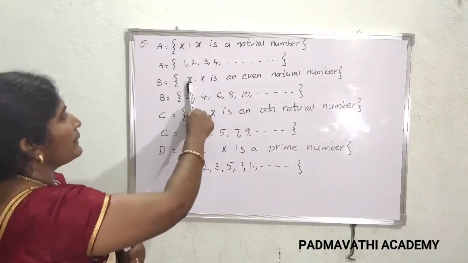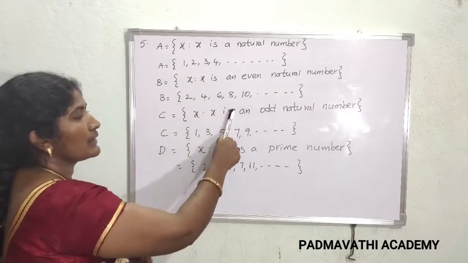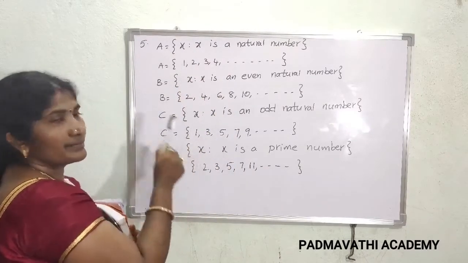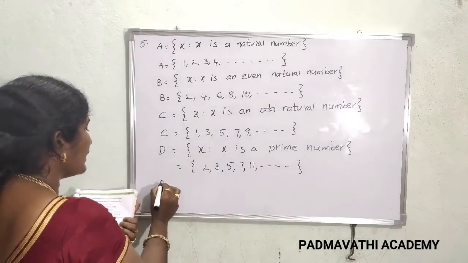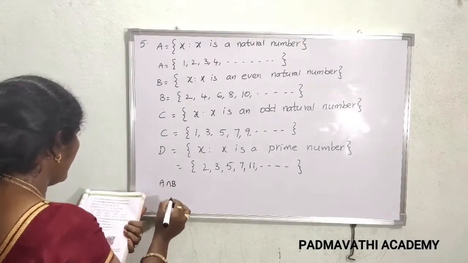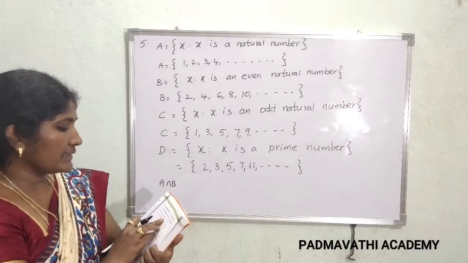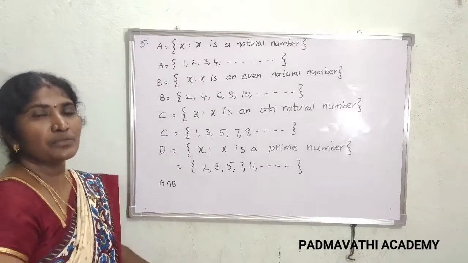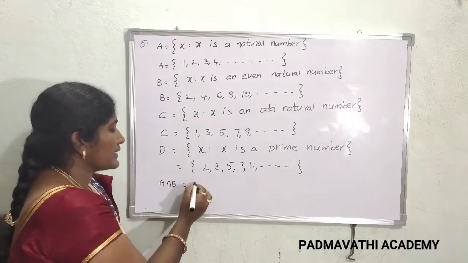So A, B, C, D. They gave set builder forms. We converted them into roster forms. Now we want to find out what they asked. Find out A intersection B, A intersection C, A intersection D, B intersection C, B intersection D, C intersection D. So intersection means what we want to write? List of common elements. First A intersection B.